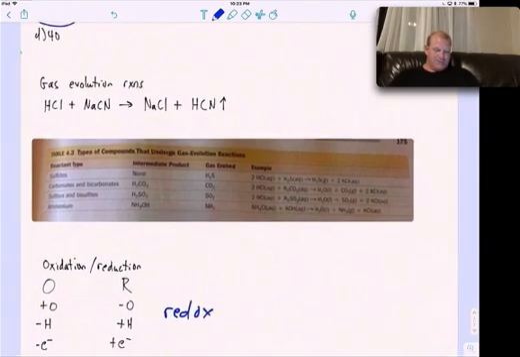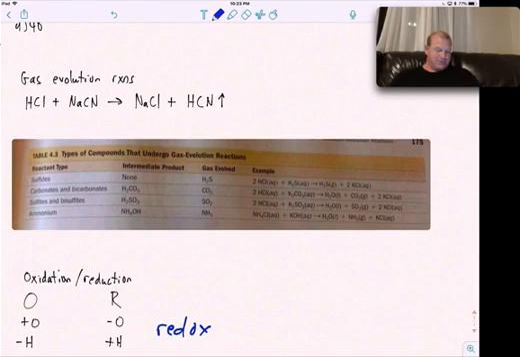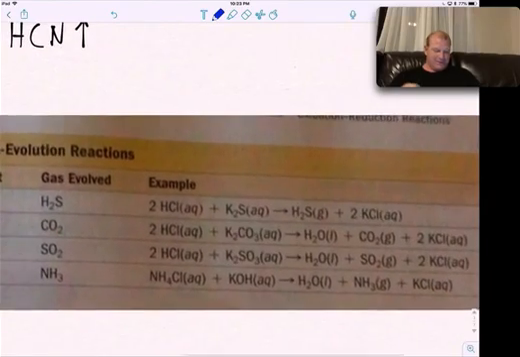Okay, so we can form other gas evolution reactions, sulfides. So hydrogen sulfide. So potassium sulfide, if you can see this. So acid plus potassium sulfide forms hydrogen sulfide. Hydrogen sulfide smells like rotten eggs. It's a horrible, horrible smell.